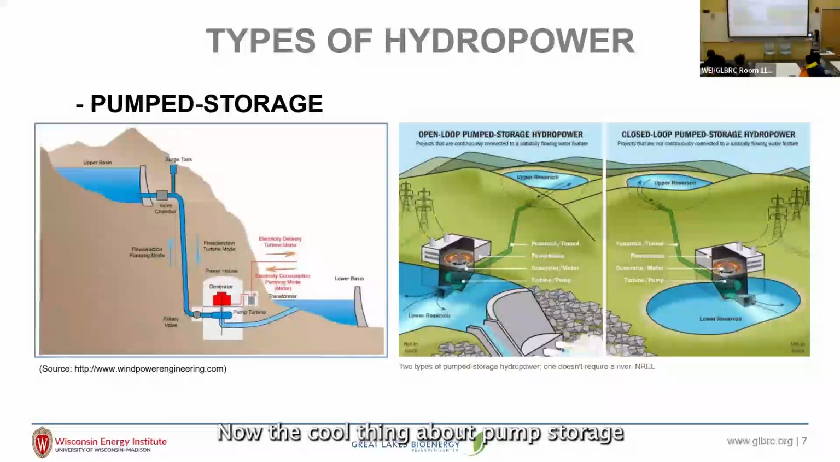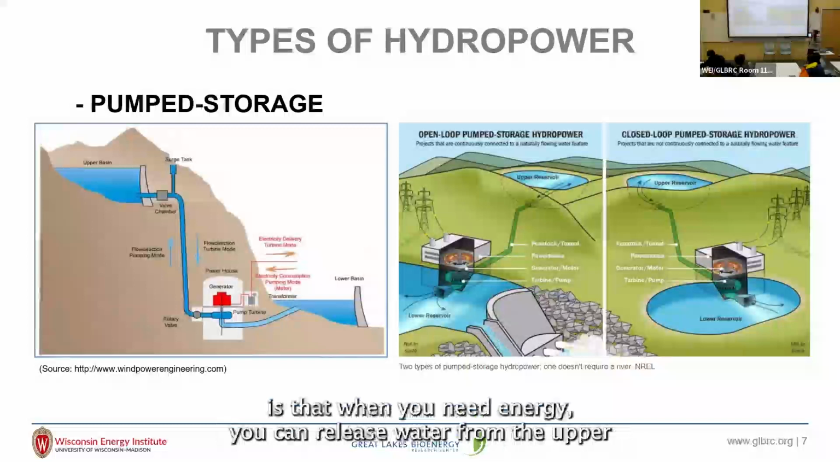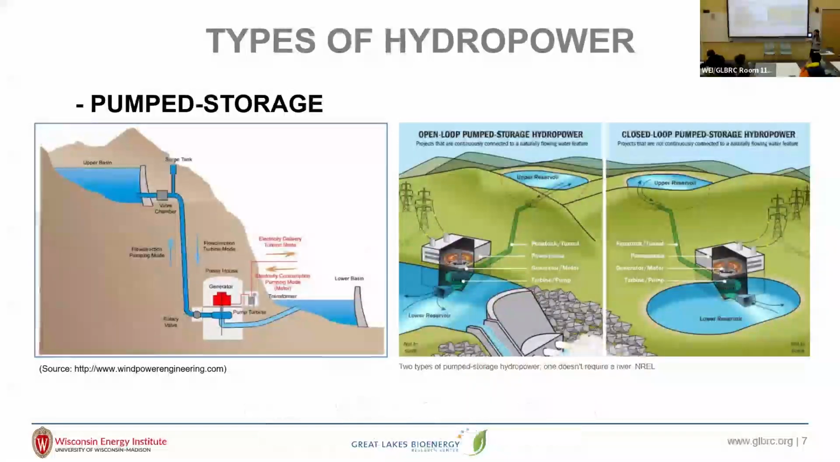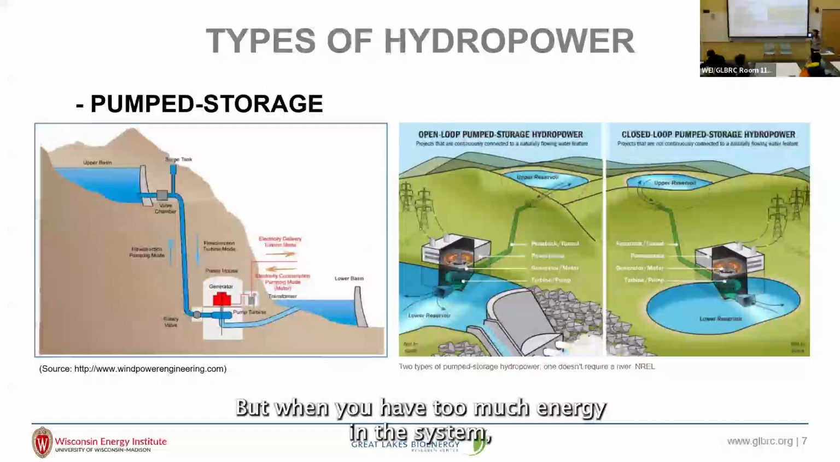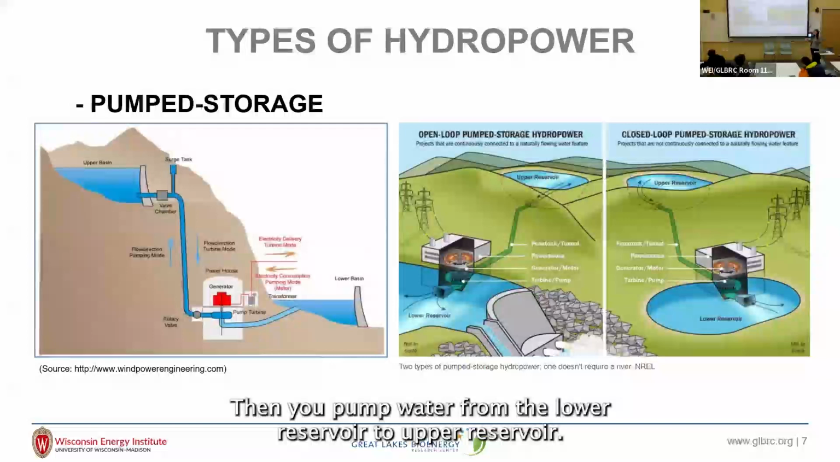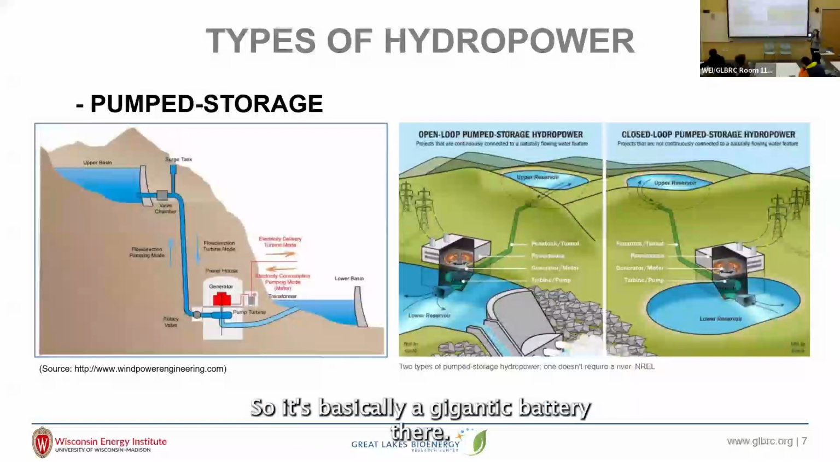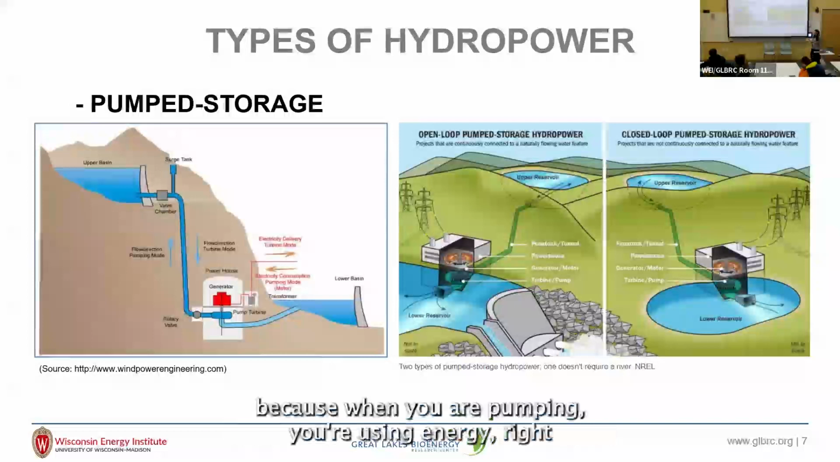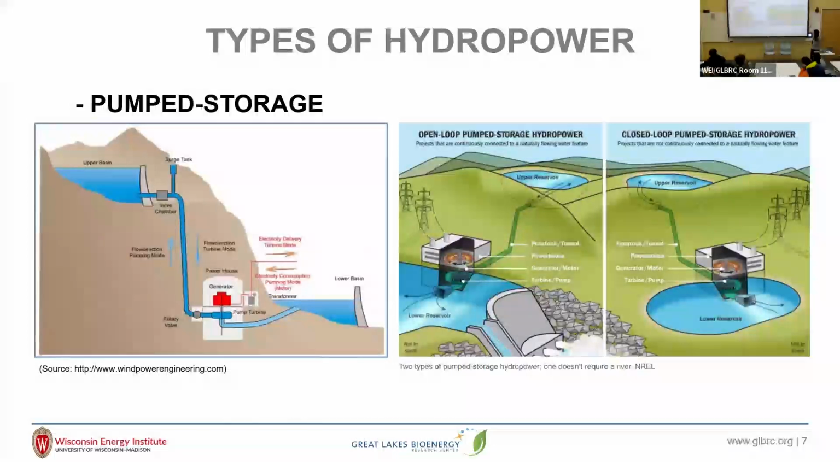Now, the cool thing about pump storage is that when you need energy, you can release water from the upper reservoir. Then it generates energy just like any other hydropower. But when you have too much energy in the system, and you don't need to generate extra energy, then this system is reversed. Then you pump water from the lower reservoir to the upper reservoir. So it's basically a gigantic battery, right? It can sit there until we need it. But there is energy loss in between, because when you are pumping, you're using energy, right?